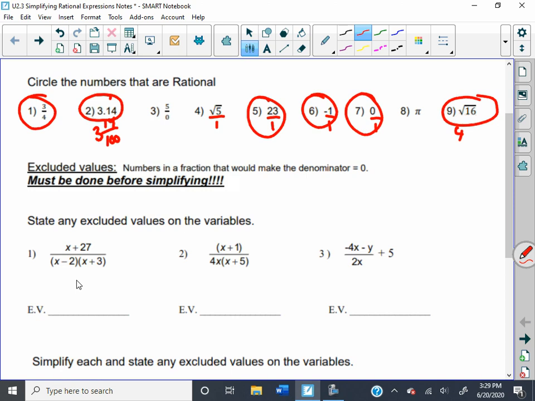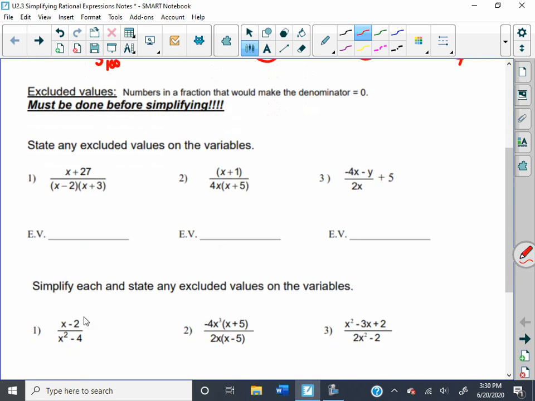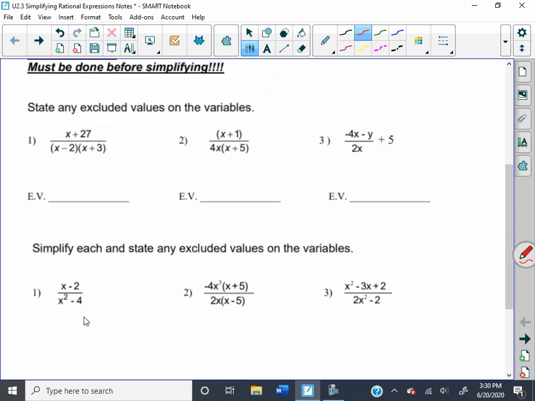All right, so number 1, 2, and 3, here we're going to state any excluded values on the variables. So all we have to do is look at the denominator and find out what number or numbers make the denominator 0.